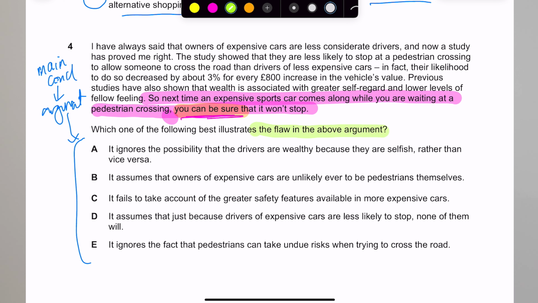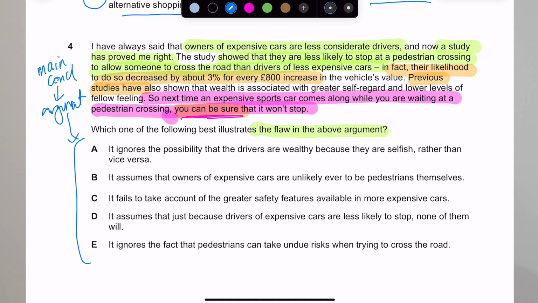So I've always said that owners of expensive cars are less considerate drivers, and now a study has proved me right. Not the argument, it's just a statement. The study showed that they are less likely to stop at a pedestrian crossing to allow someone to cross the road than drivers of less expensive cars. In fact, their likelihood to do so decreased by about 3%. So basically they're saying we did this test and we found a correlation. And then the next bit says previous studies have shown some link between wealth and self-regard. But this is really the crux of it here. This is what's important. They're saying there's a likelihood, there's a correlation, therefore an expensive sports car won't stop.